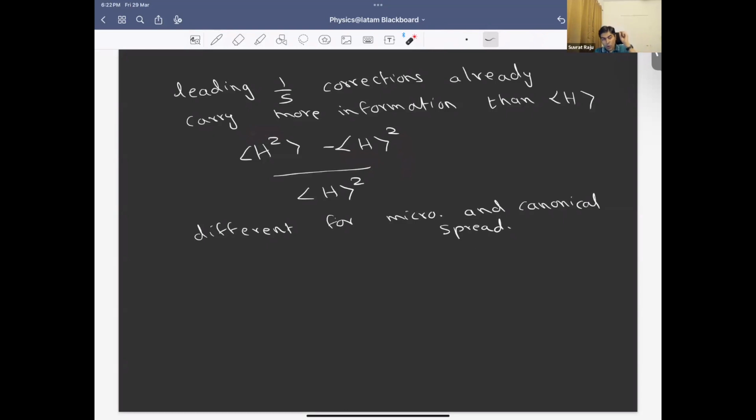So you see the no-hair theorem automatically fails when you include quantum effects. Okay? We don't need to do anything fancy to make the no-hair theorem fail. It automatically fails even at leading order in 1 over S. We see that you get more information than just the total expectation value of the energy. Higher 1 over S corrections contain more details of the infalling matter.